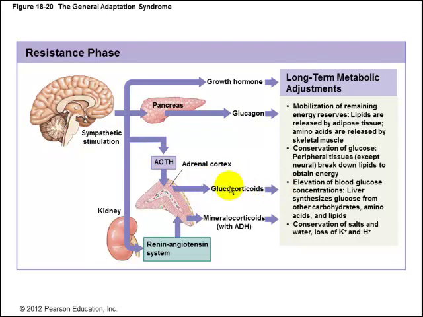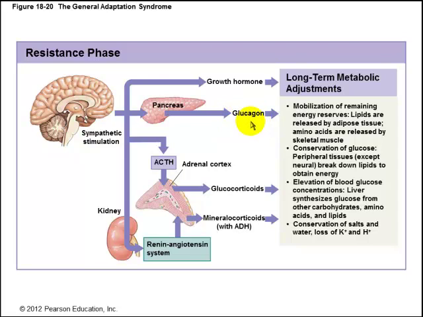Remember what they're going to do? They're going to raise your blood glucose level, make energy more available to your body cells for physical reaction to stress. You're also going to conserve salt and water through effects on the kidneys. You're going to raise your blood pressure. We'll study these systems later. And in the pancreas, you're going to secrete a hormone called glucagon, which we're going to talk about.